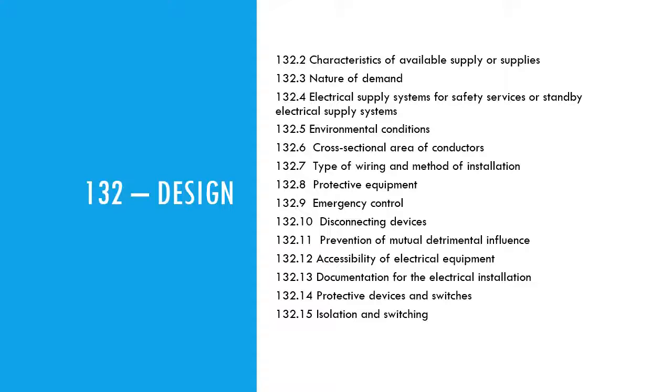We need to take into account environmental conditions and external influences. So in the course of that, we would look at the size of cross-section area of our conductors and the type of wiring, protective equipment used, any emergency controls and disconnecting devices needed. We need to look at prevention of mutual detrimental influences. And we also need to start considering, when we're building this system, access for future use, for future maintenance, for people to get in to actually service and maintain the equipment. And whilst thinking about that, we need to think about producing the correct documentation.